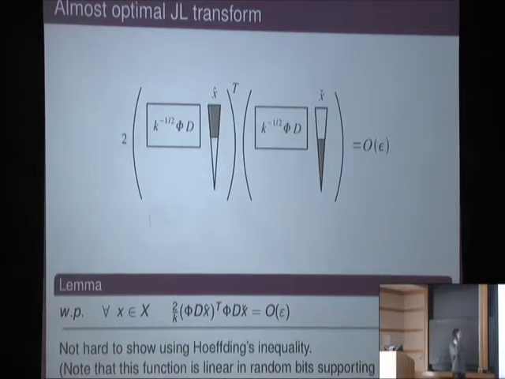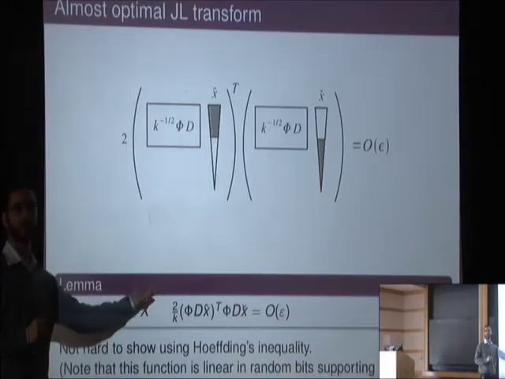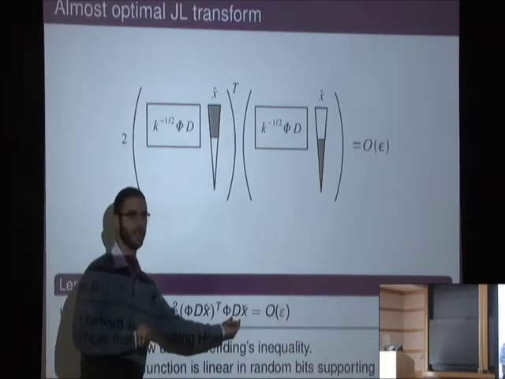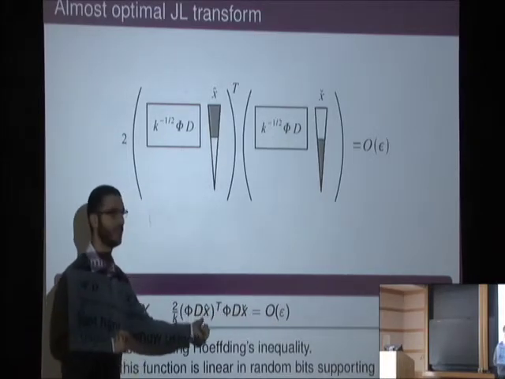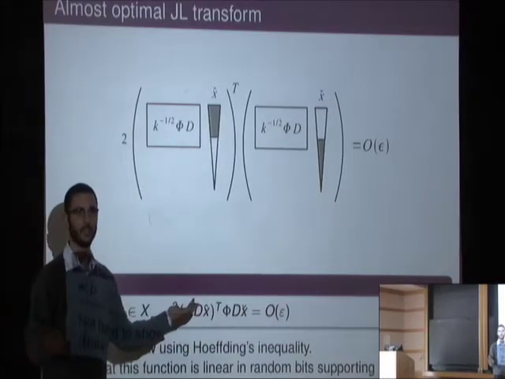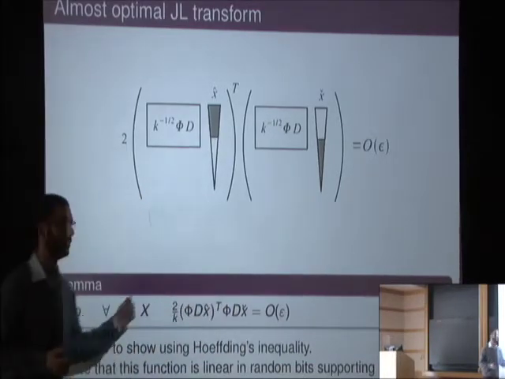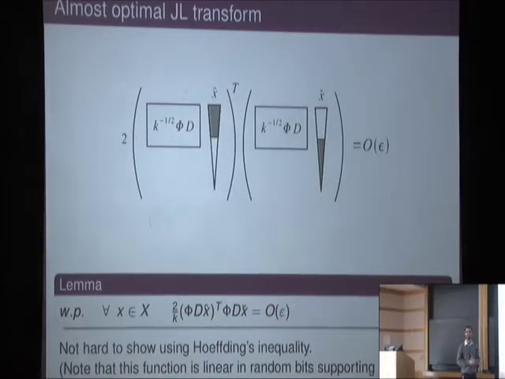Then we have some cross products between x high and x low. But this is also pretty easy to bound by something of the order of magnitude epsilon, because if you look at the supporting bits in the matrix D of x low and the supporting bits of x high, they're disjoint. So this expression is actually linear in those random bits. Each one of them appears only once. So we can just use Hoeffding or Chernoff or something. So something pretty simple here just gives you an epsilon bound on this thing.